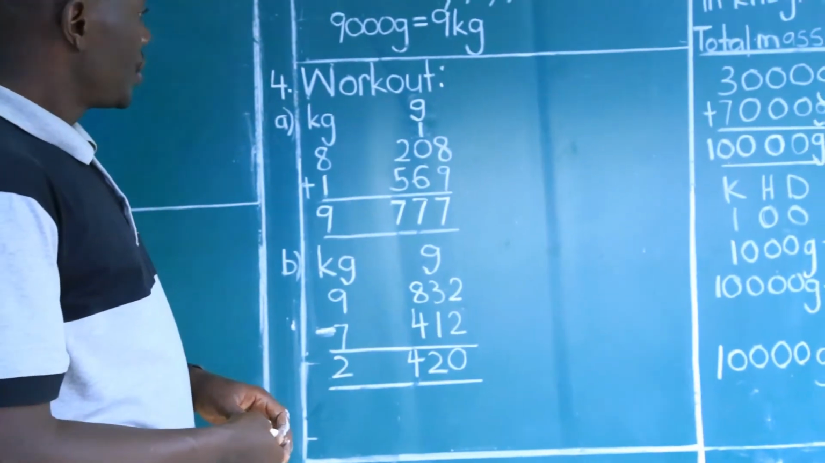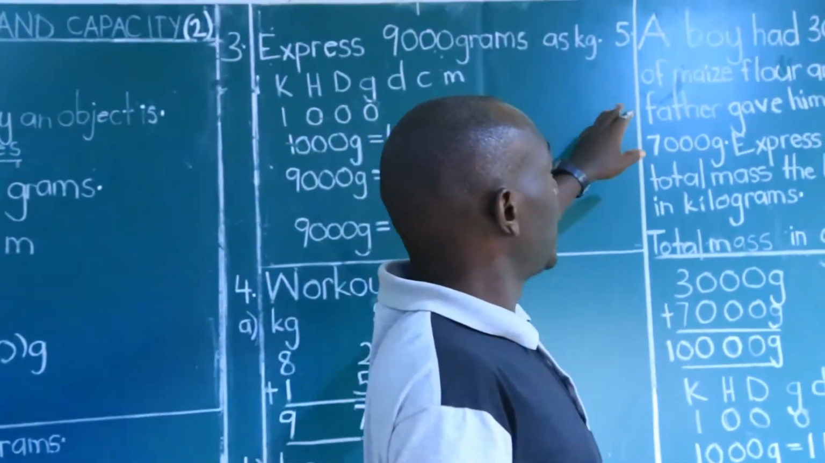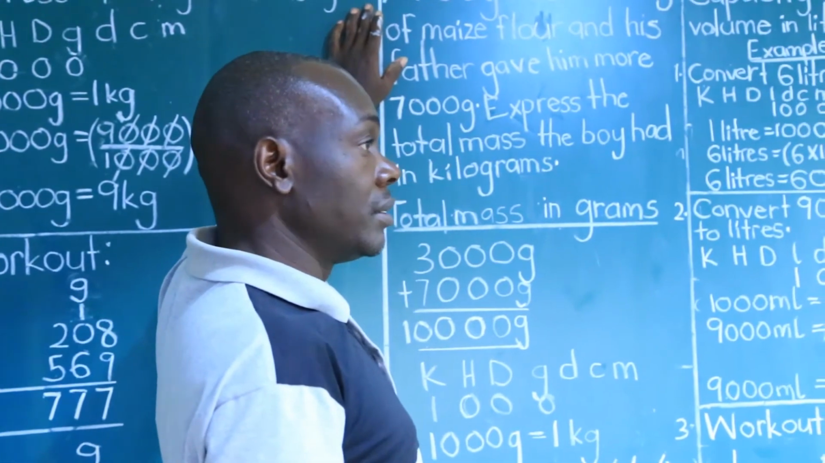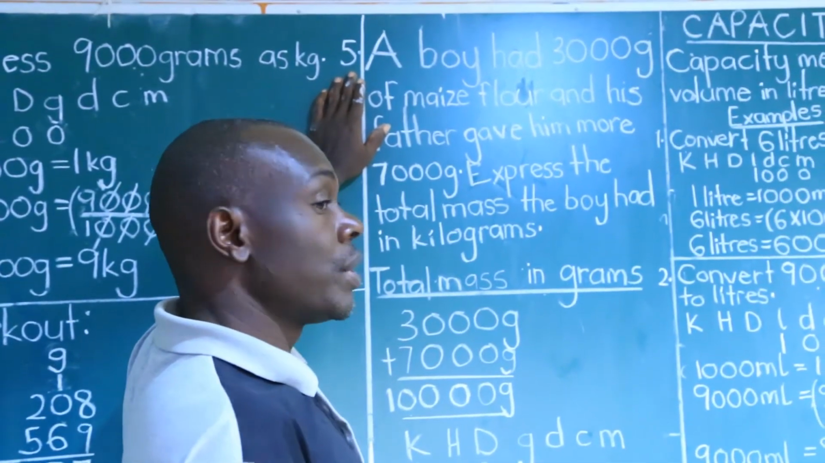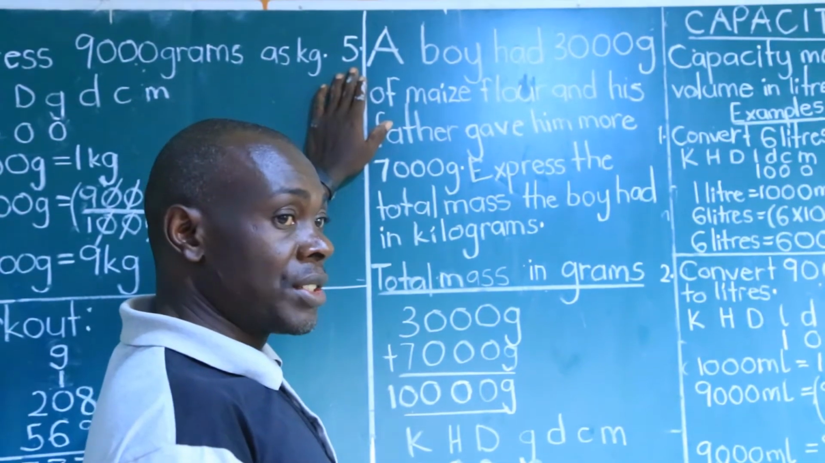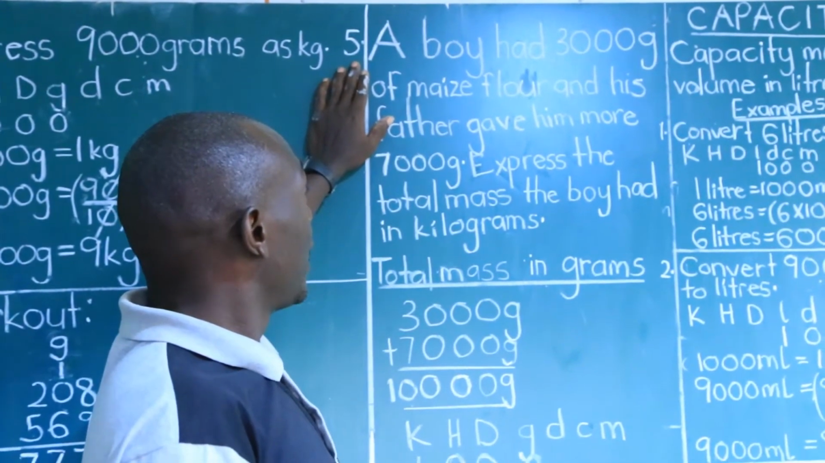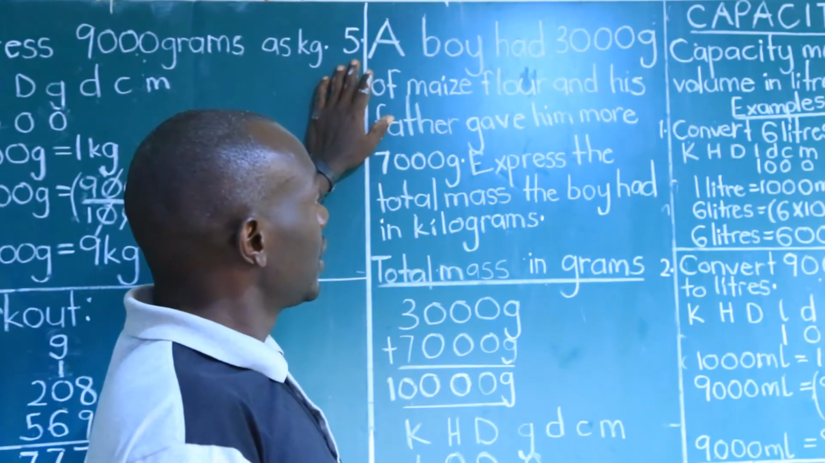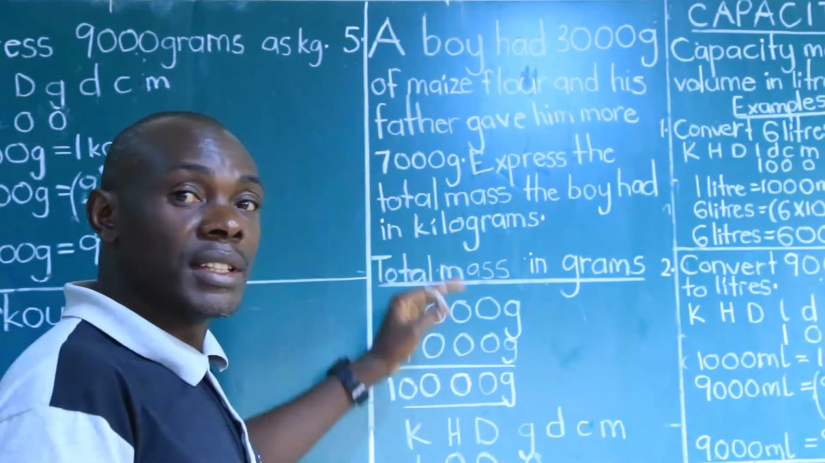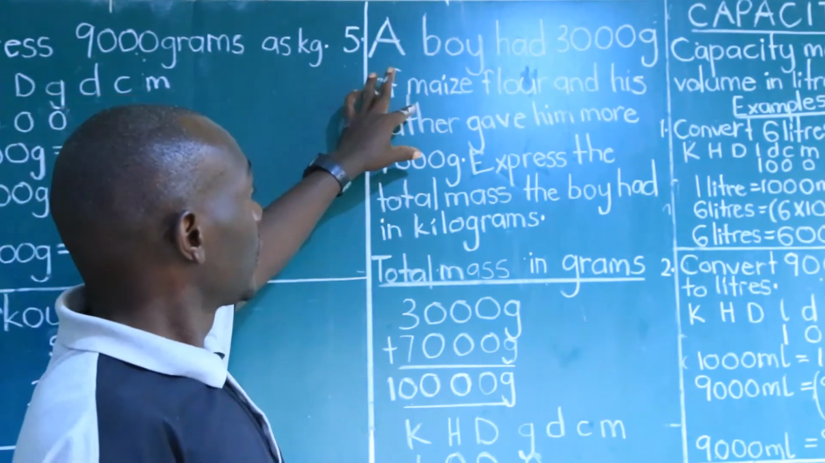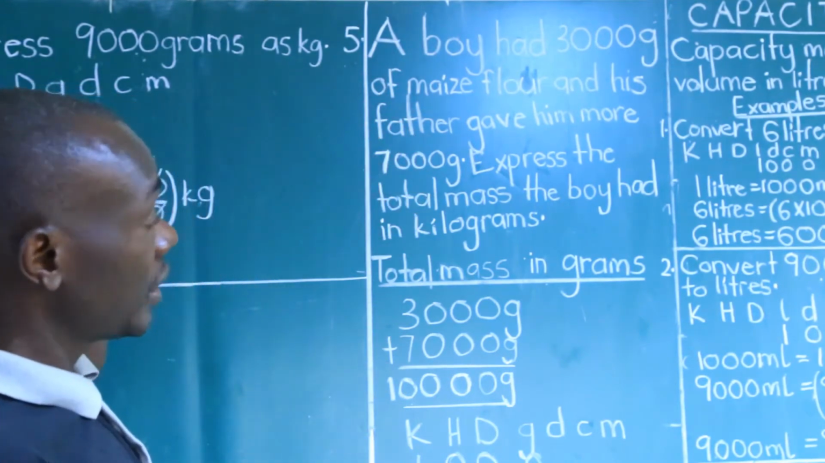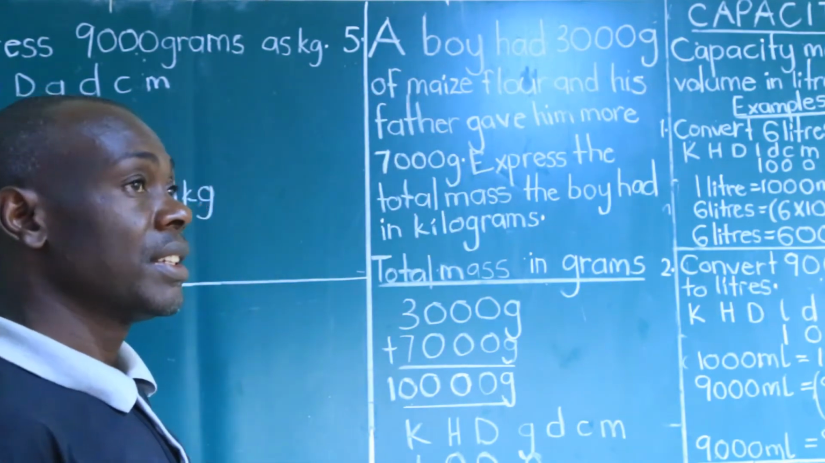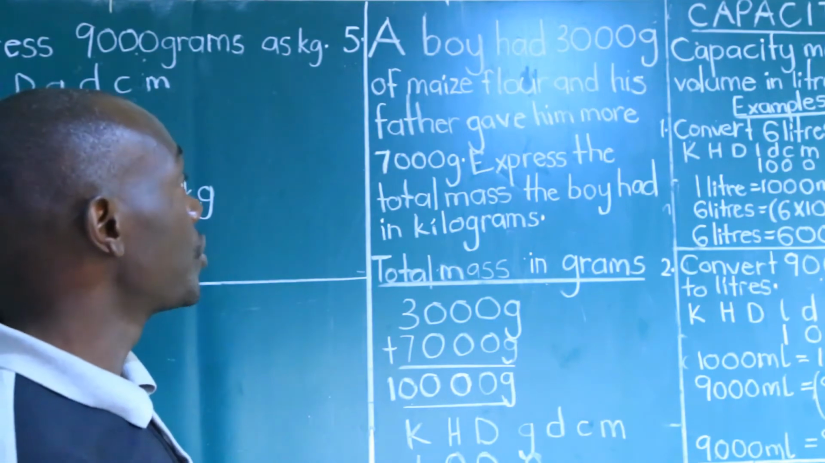Then we shall turn to example number 5 about mass. Now, unlike the rest, this one is worded, which is actually feared among the pupils or learners, because when they see worded questions, they tend to run away without interpretation. Whereas word questions are the easiest because they explain themselves.